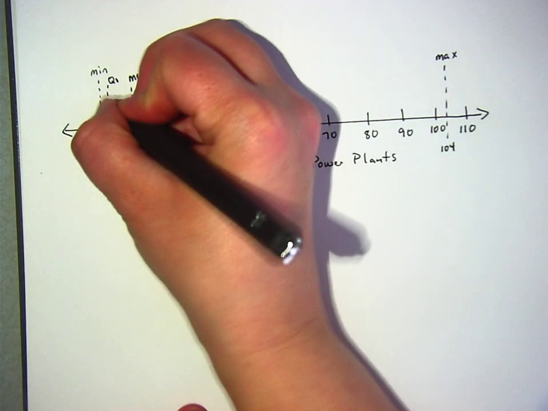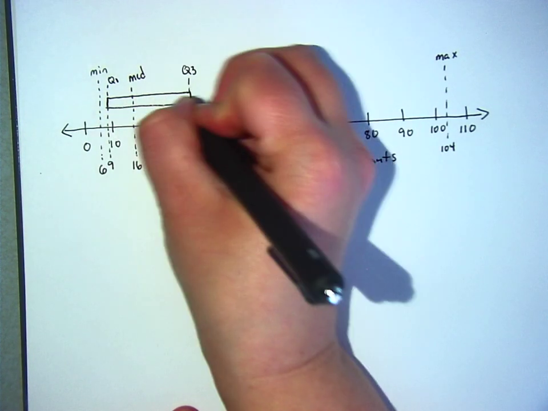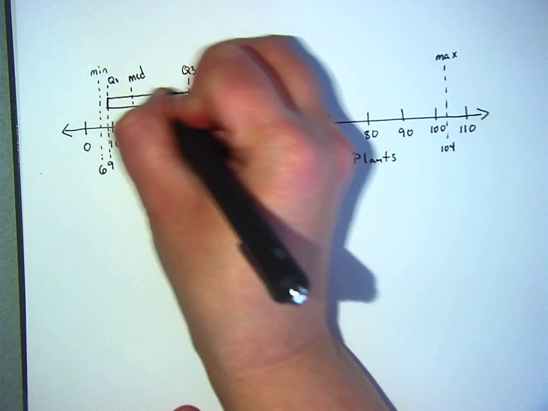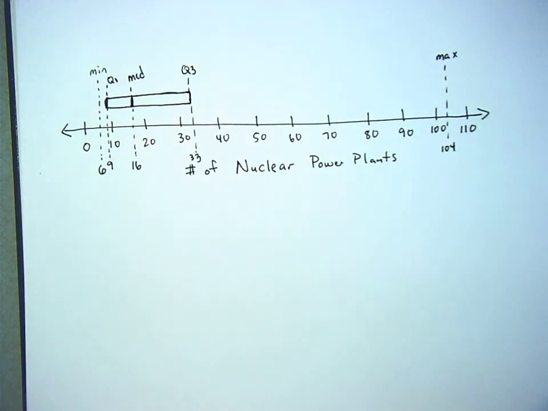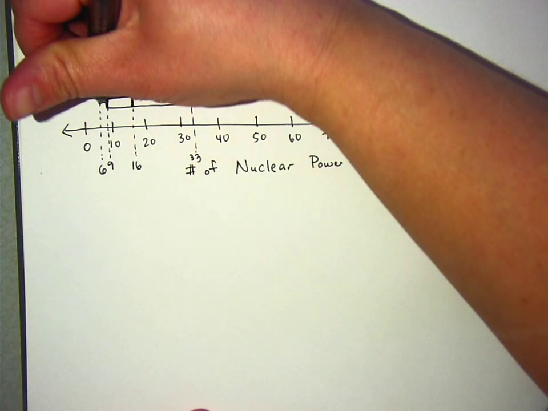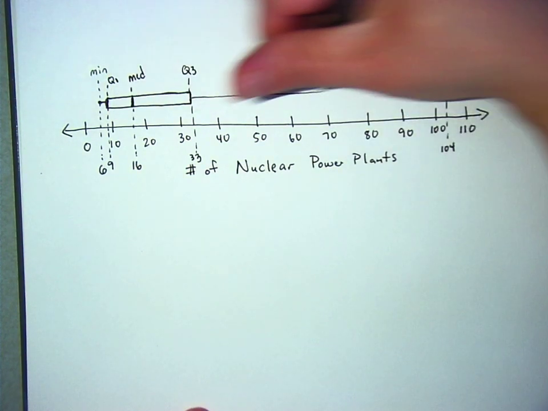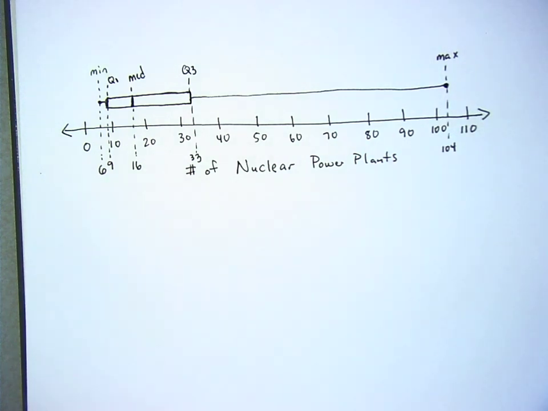And then you draw a box between the Q1 and the Q3 with a line at the median. And then you draw whiskers out to the minimum and out to the maximum. That's why it's called a box and whisker plot.